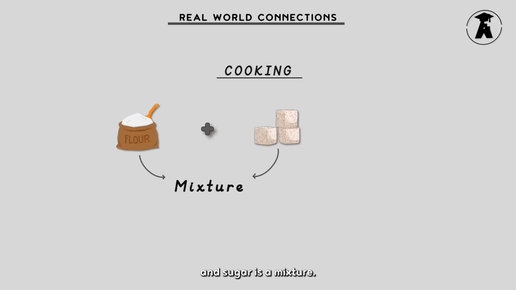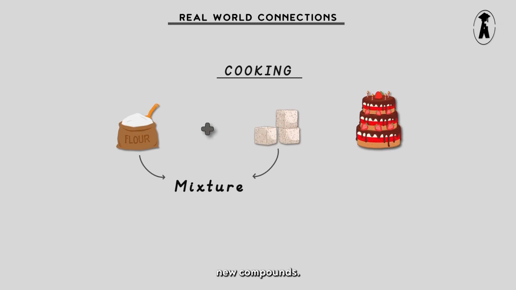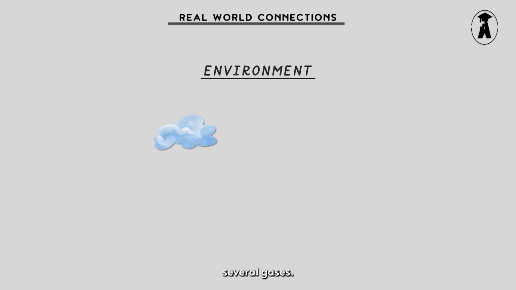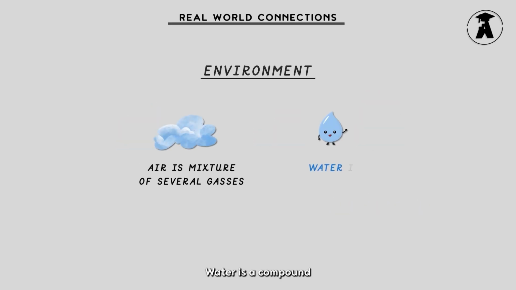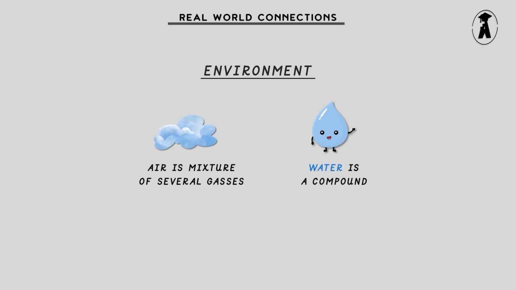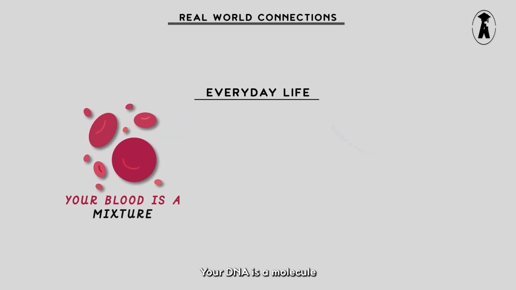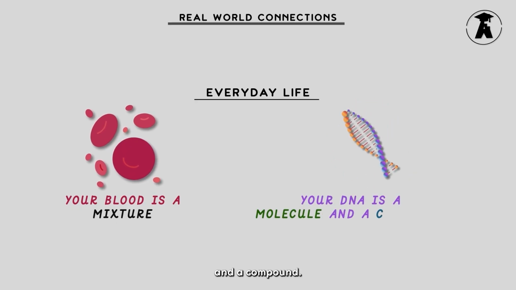Cooking. Mixing flour and sugar is a mixture. Baking them into a cake creates new compounds. Environment. Air is a mixture of several gases. Water is a compound. Everyday life. Your blood is a mixture. Your DNA is a molecule and a compound.